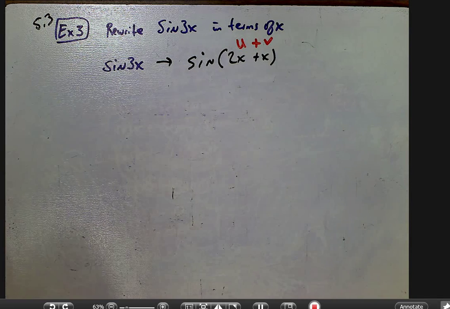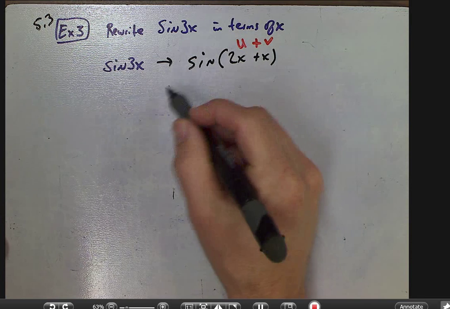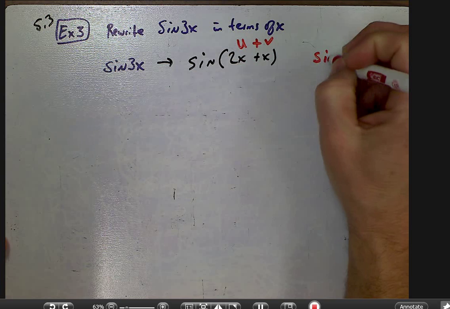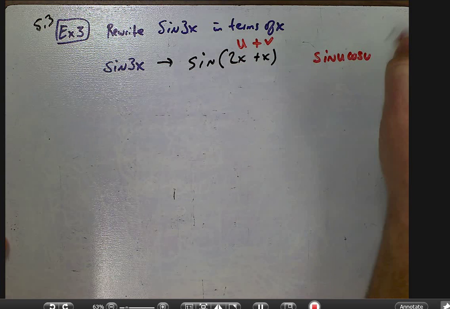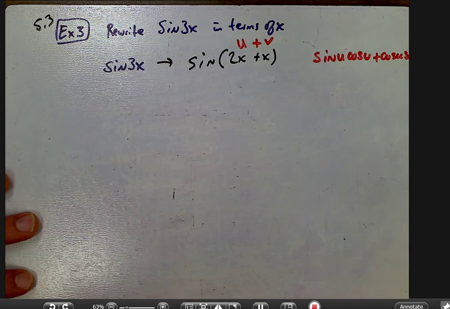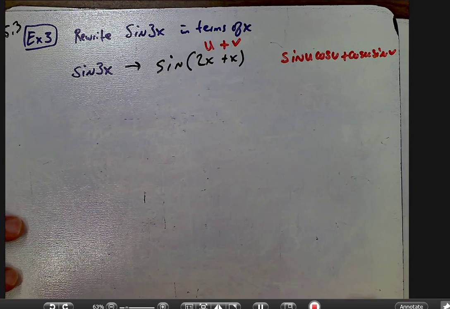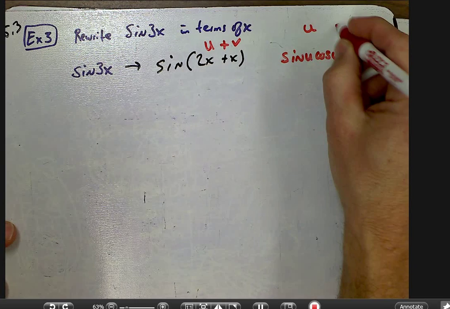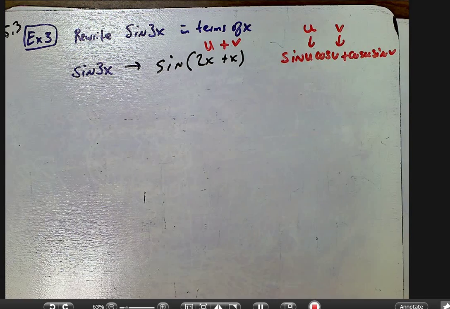Okay, so if I recall, this is the sine of u plus v. I'll write this out to the side. It is sine u cosine v plus cosine u sine v. And I've written that out to the side. This is a u, and that's a v right there. So sine u cosine v, cosine u sine v.